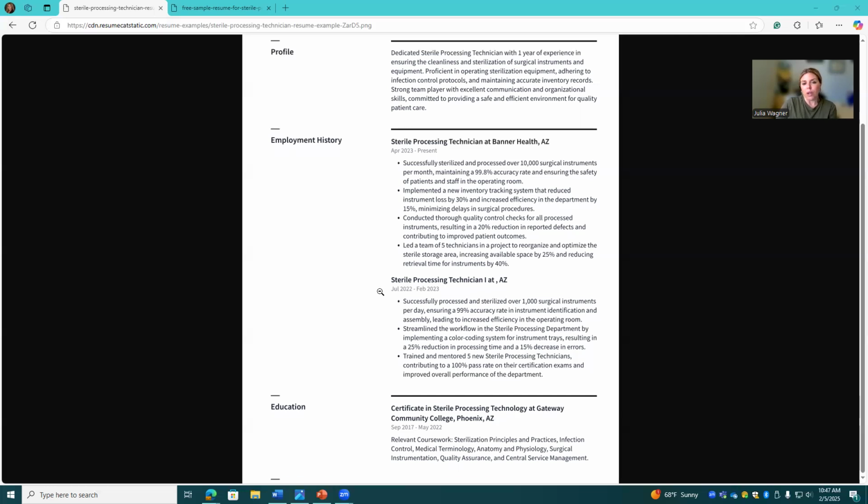I will say grammar is also extremely important. If it is a former job in your history, make sure you are using past tense action verbs. You no longer work there, so it should be past tense. If you notice here, the first one is similar to the first bullet point on the current job, successfully processed. The second bullet point, streamlined, trained. Those are things you formerly did, so those are in the correct tense.